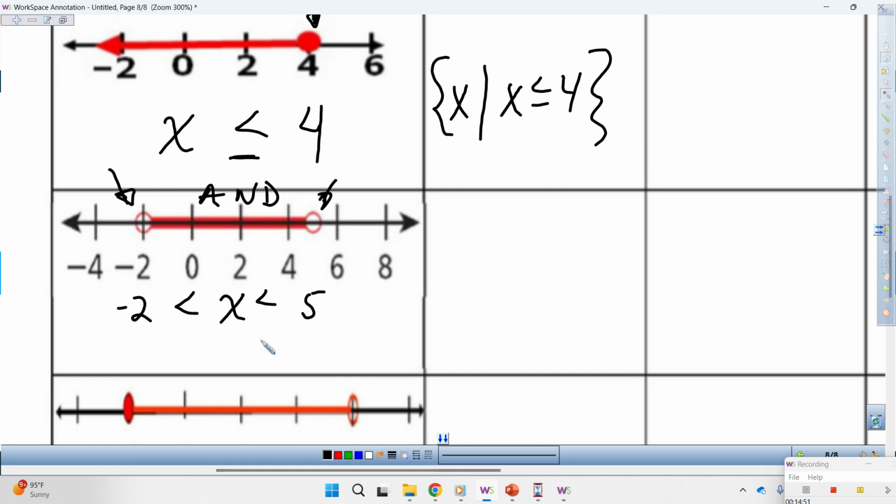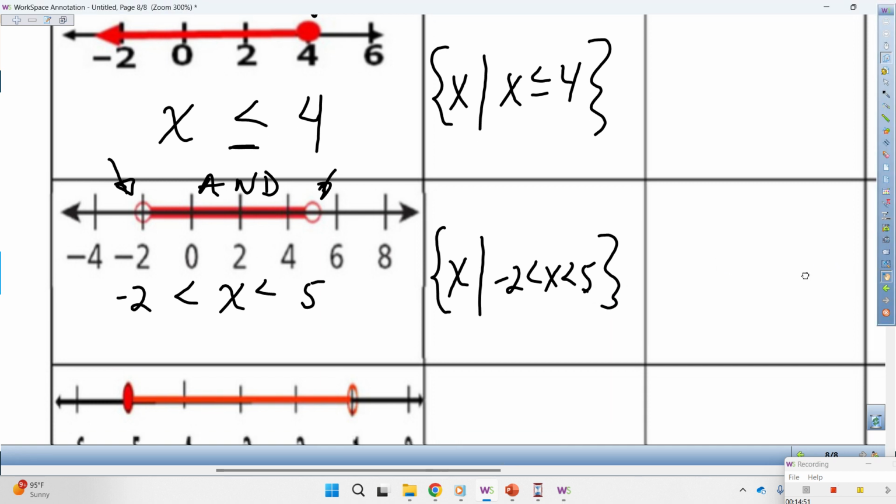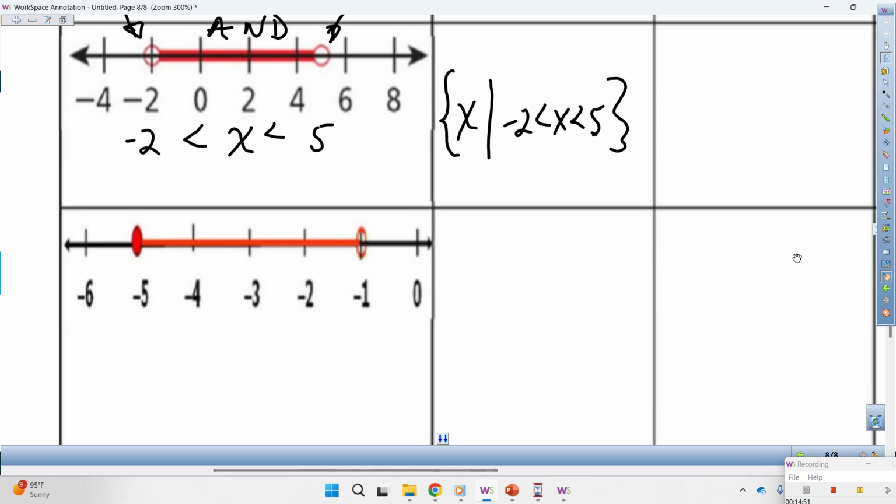So, how do we write this in set notation? I'll give you a head start. Go. Write your set notation for that. All right, show your neighbor, see what you wrote, see if they have the same thing as you. Yes, so we write solution set of x such that -2 less than x less than 5, and you close your solution set. So, we did one together. Do the last one by yourself, that next one.